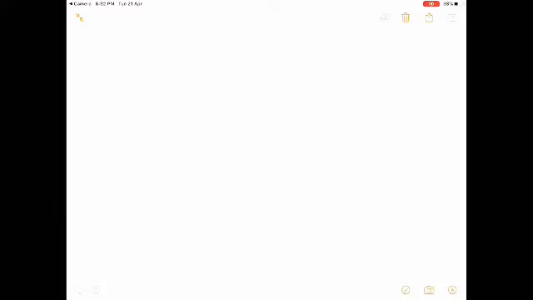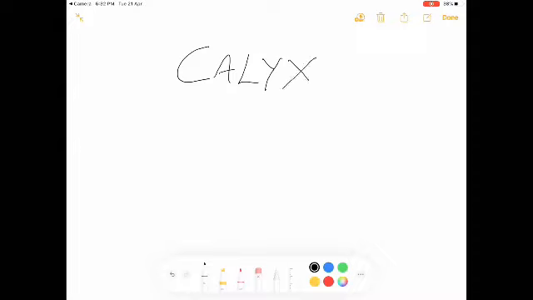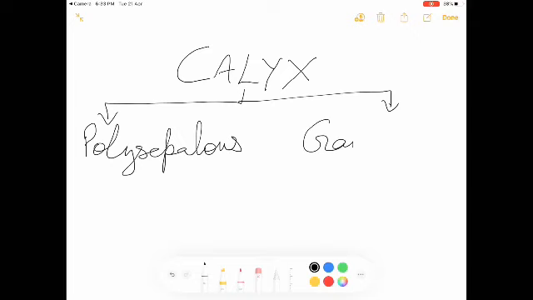You know that calyx is greenish in color, and it helps in photosynthesis. But students, I'm going to explain how the calyx is divided into two parts. So look at this calyx, and this calyx is divided into polysepalous and gamosepalous. The polysepalous are those where free sepals are there.